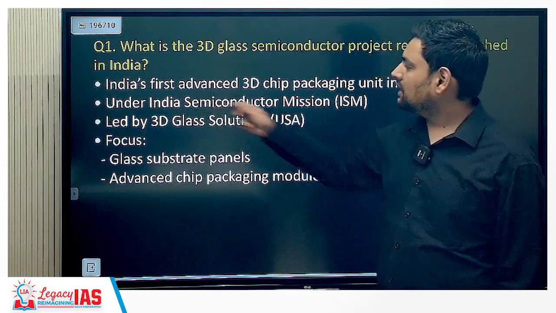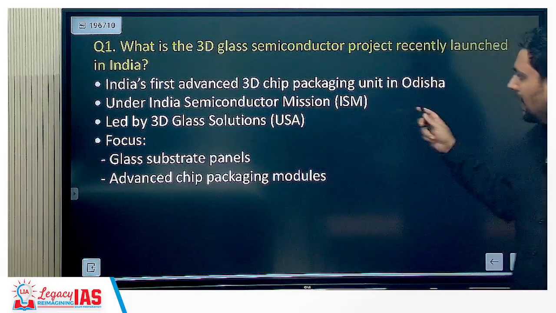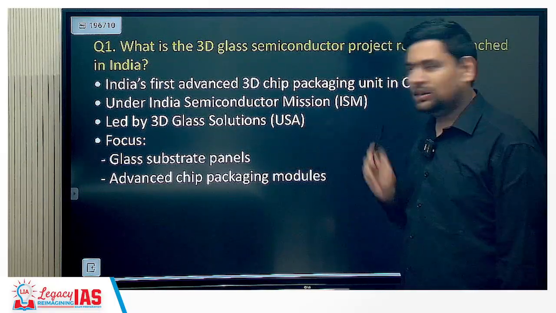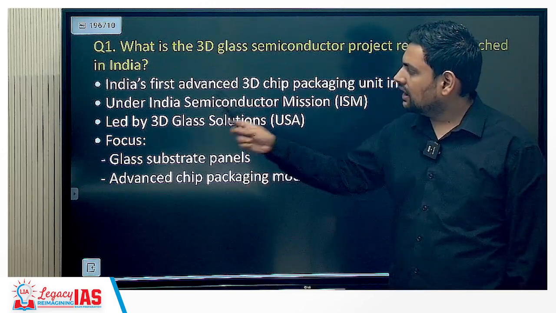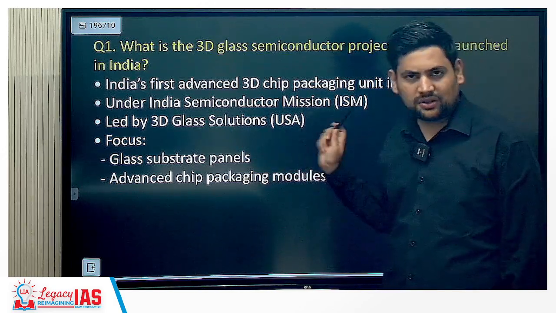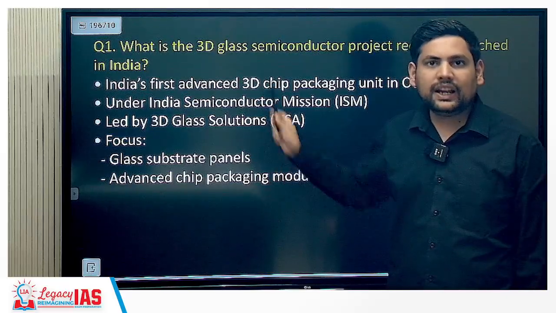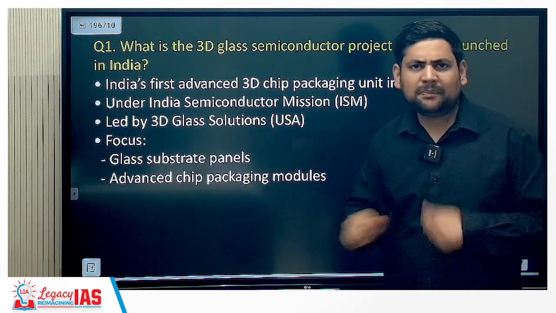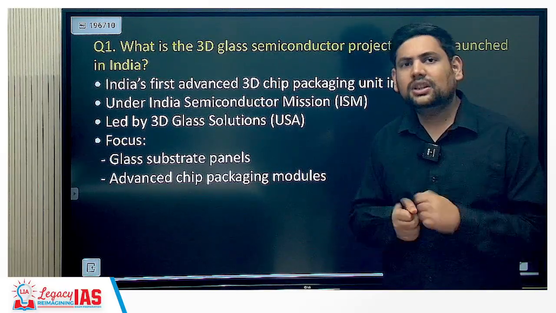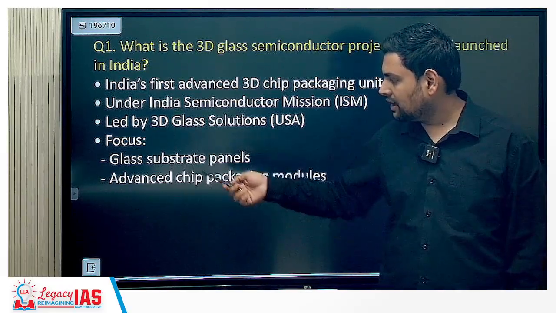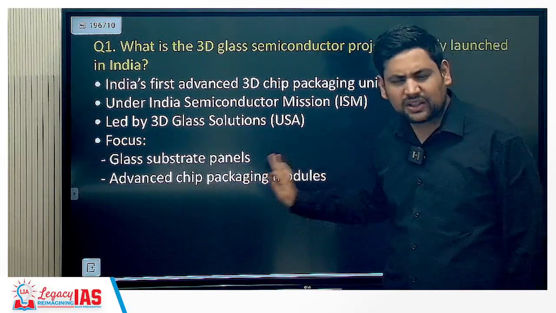This is India's first advanced 3D chip packaging unit in Odisha under India's semiconductor mission. Led by 3D Glass Solutions USA. So this is being made by a company based in the USA, and this is mainly a packaging unit. So everything is done by them. Here you are doing the packaging. Then the focus is on glass substrate panels, advanced chip packaging modules. We'll understand what all these are.